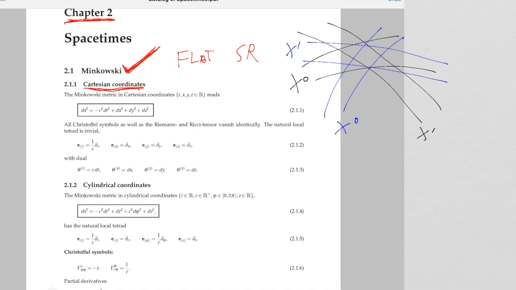So when we cite in a catalog the spacetime, what we really mean is we're citing the metric, right? The metric of the spacetime is what defines the spacetime. So spacetime equals metric.